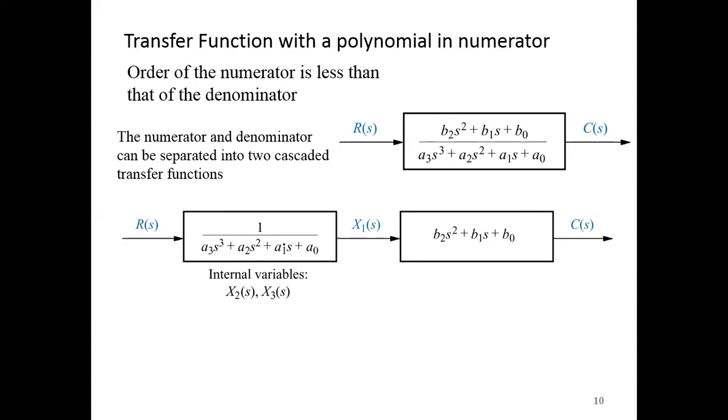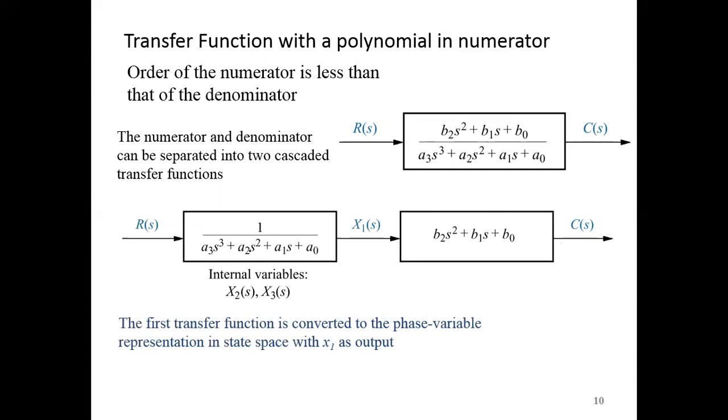So x1 is the internal output. R multiplied with this term will give us x1. X1 multiplied with the numerator will give us the output. Internal variables are x1, x2 and x3. So the first transfer function is converted to phase variable representation in state space with x1 as output.